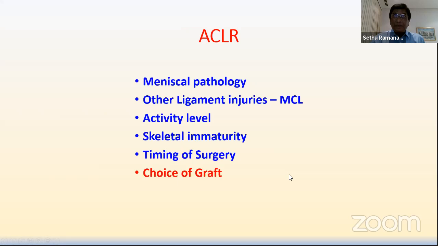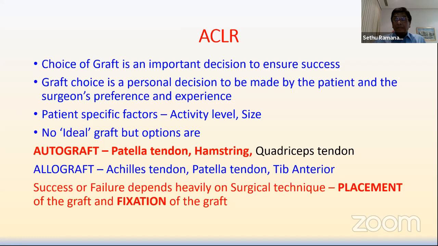You need to assess the skeletal immaturity, because in a skeletally immature patient, again, you'll have to choose the right graft. Maybe BTB may not be the ideal graft in someone like that, because the bony ends would be crossing across the epiphysis. Timing of surgery, a lot has been said about it. In my practice, I don't have any hard and fast rules regarding the timing. I do it as soon as the knee quietens a bit. It could be a few days, it could be a couple of weeks. But definitely, choice of graft is an important decision to ensure success.